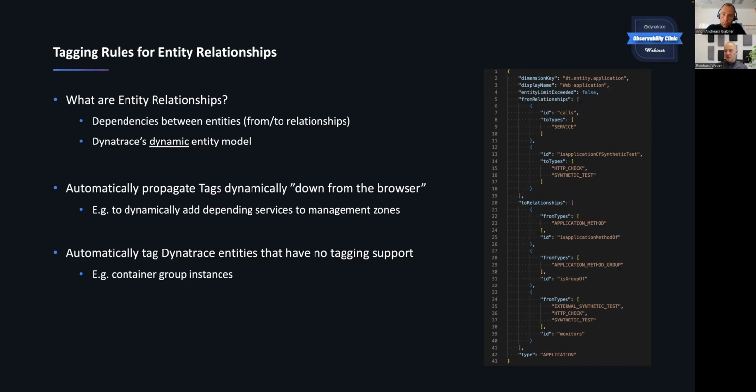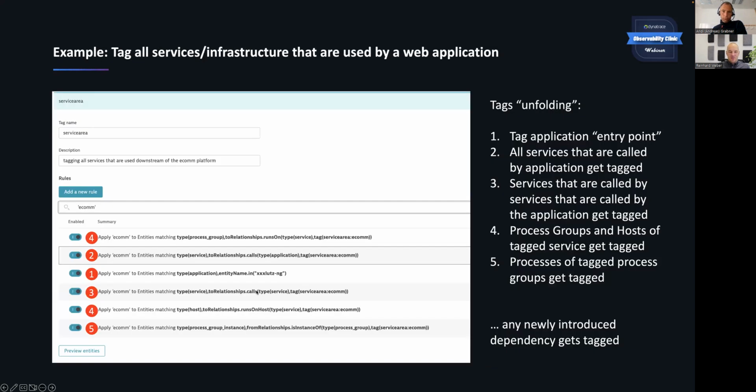So for example, container group instances. I was in a situation with a customer where they really wanted to know metrics about their containers, and they were working with management zones, but they could never go down to the container level because there was no tagging support for container levels, right? Mm-hmm. And these relationship rules allowed me to address those two use cases.